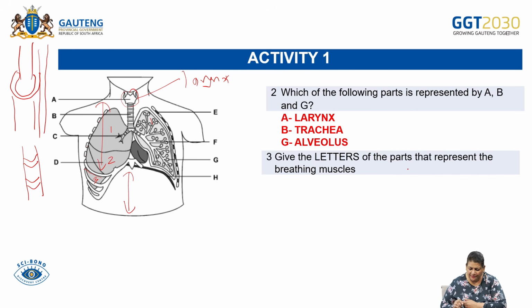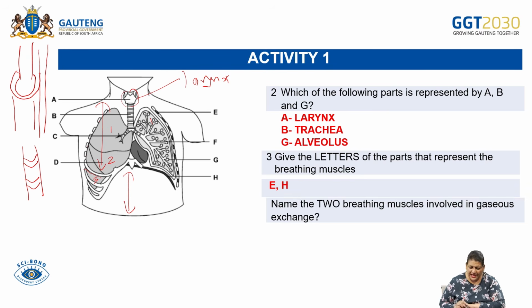Give the letters of the parts that represent the breathing muscles. And I told you what the breathing muscles are? It's going to be H and E. E, which is intercostal muscles, and H, which is your diaphragm. And this is always tested in matric. Name the breathing muscles involved in taking oxygen in and removing carbon dioxide. The breathing muscles in a human being are the intercostal muscles and your diaphragm.